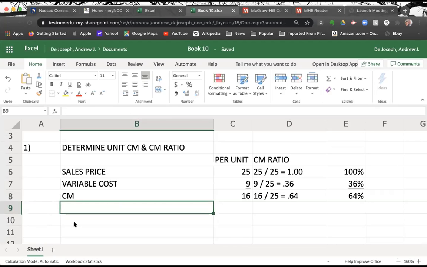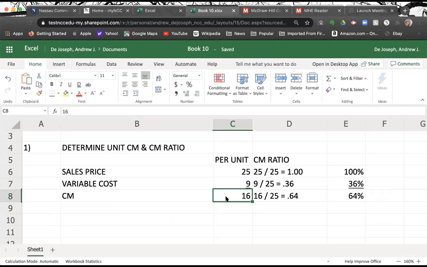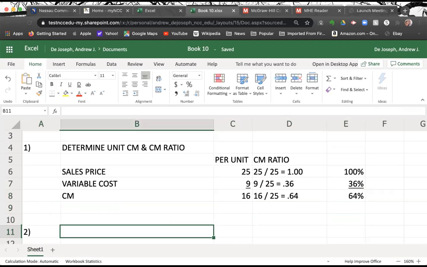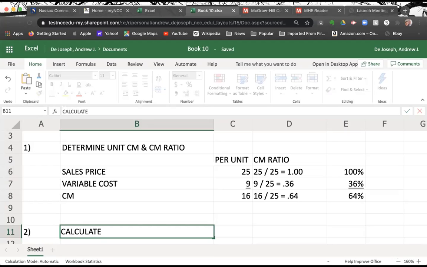So that takes care of the first part of the question. And if we want to calculate break-even point in units, we use the $16. If we want to calculate the break-even point in sales dollars, we use the 64%. And that's the reason why they gave you this problem like this, because that's what they wanted to see if you could do. Right, so part 2 of the problem is asking you to calculate break-even point in units and dollars.